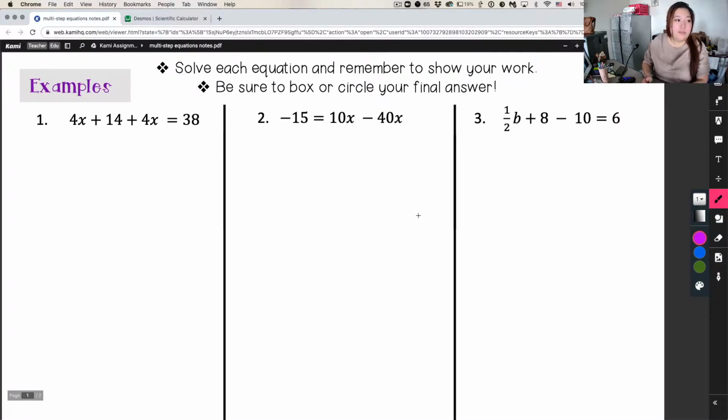So number 1, we have 4x plus 14 plus 4x equals 38. Our first step is to combine these like terms. So let's box them. I like to box the variables in pink and the constants in blue.